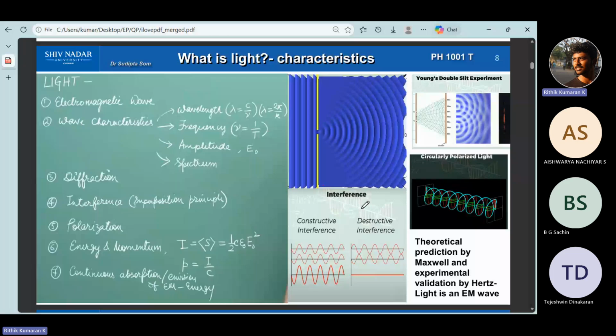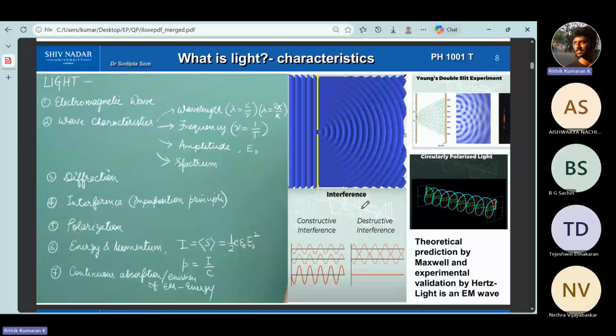Next is polarization. There can be waves oscillating in different planes, and you should be able to make it into a single plane wave. That is called polarization. As light is a transverse wave, we can restrict all the waves to a single plane, meaning the oscillations can be controlled to pass through a single plane. Next is energy and momentum. A wave should have a defined energy and momentum. You can see the two formulas there, which are simple.